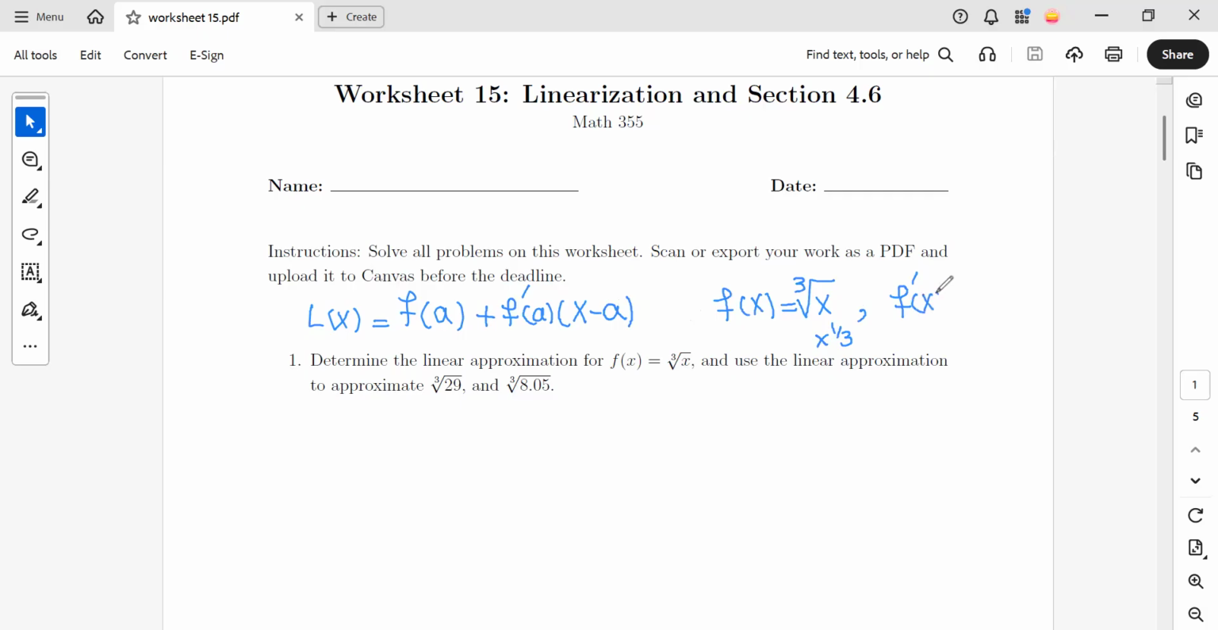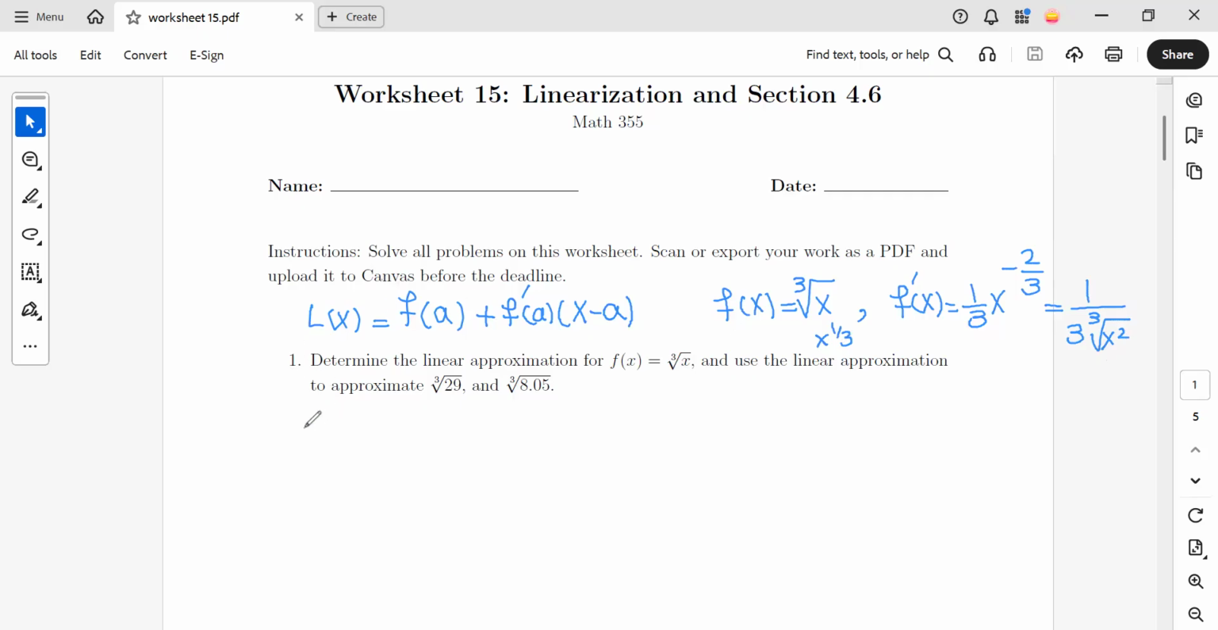So f prime of x would be 1 over 3 x to the power 1 over 3 minus 1, which is negative 2 over 3. And we can rewrite it as 1 over 3 times cube root of x squared.